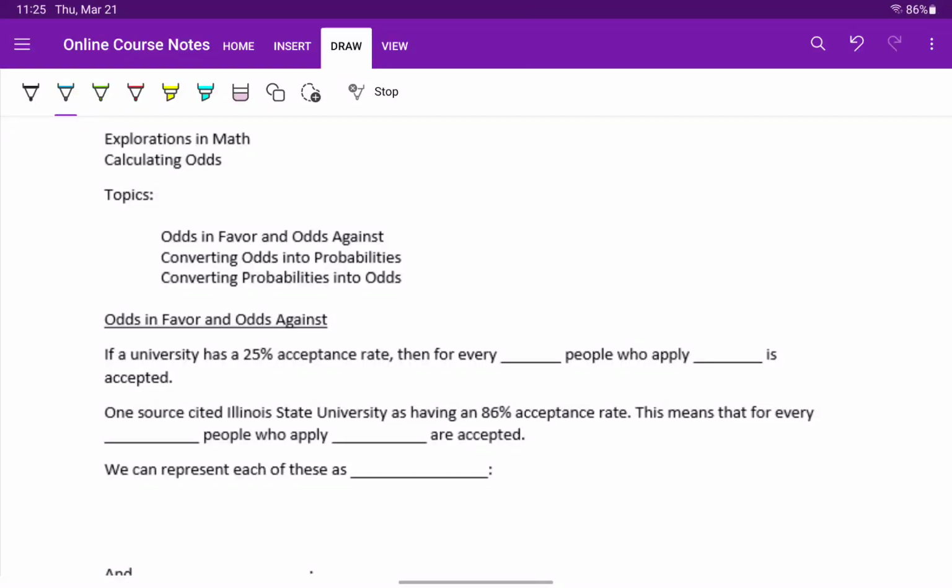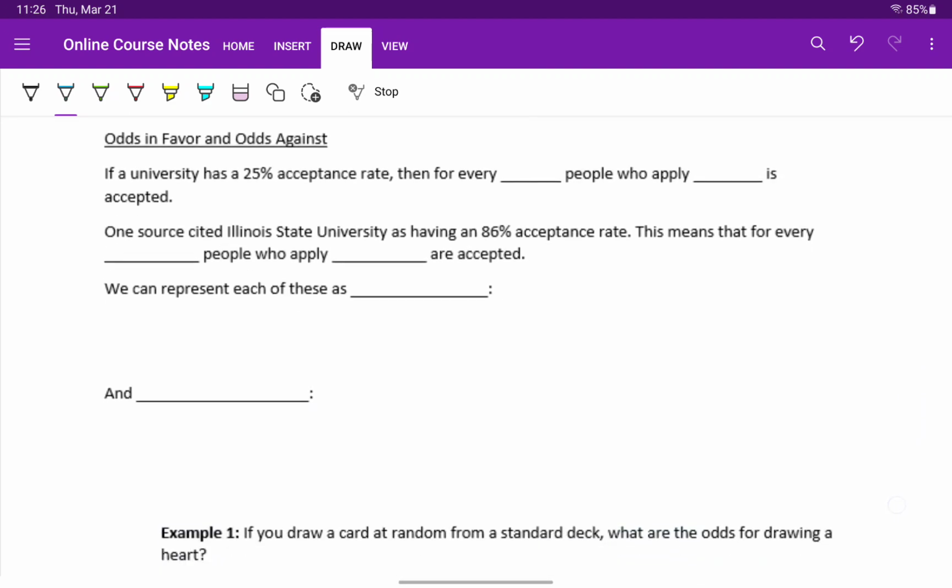Odds are a topic that is closely related to probability and used primarily when we get into gambling and scenarios like that. To start off, we can discuss what we mean by the idea of odds in favor and odds against. To start off, we could talk about if a university has a 25% acceptance rate. That would mean that for every 100 people who apply, 25 are accepted.